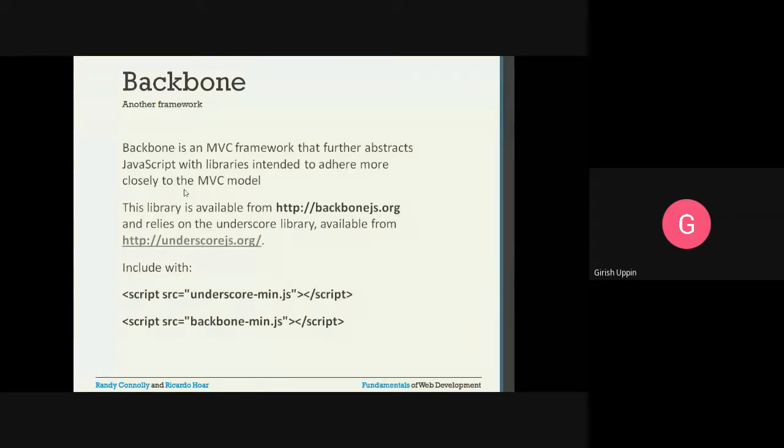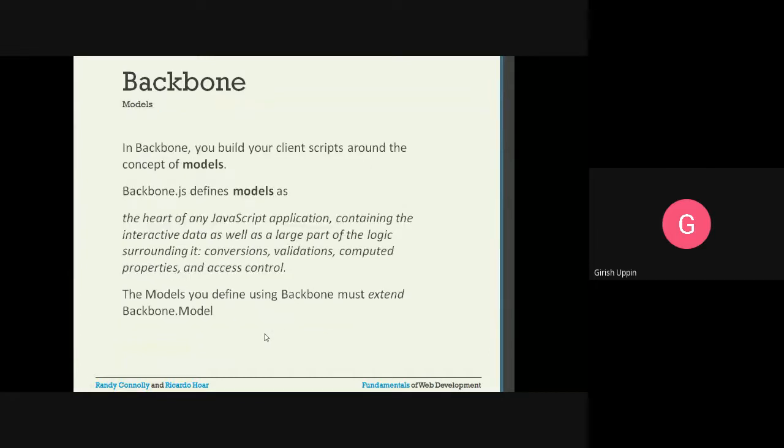The libraries are available from the official website of the Backbone framework, backbonejs.org. And how do you include the Backbone library in your application? You can use these two pieces of code, where you specify that you have to download these JavaScript files, underscore-min.js and backbone-min.js. Using these two JavaScript files, you can implement MVC, that is model, view and controller.